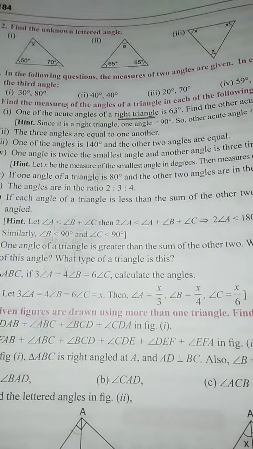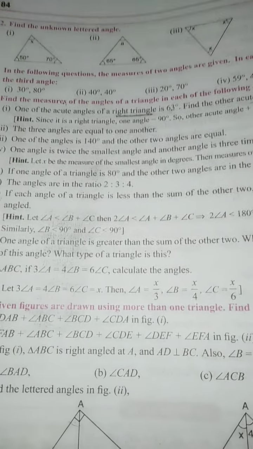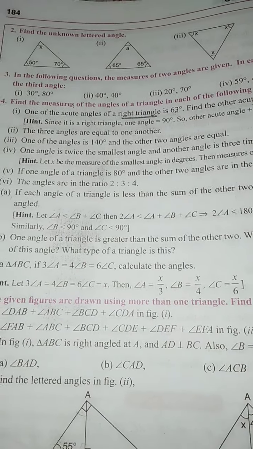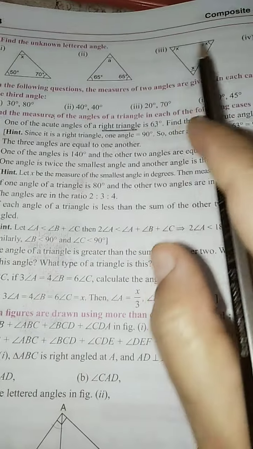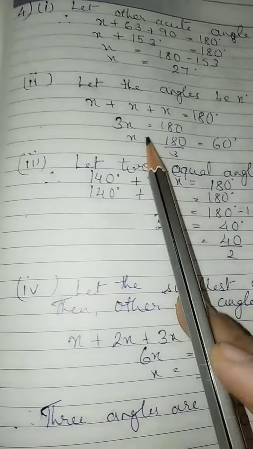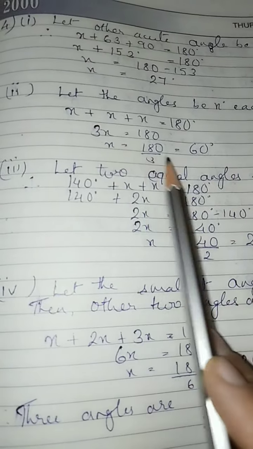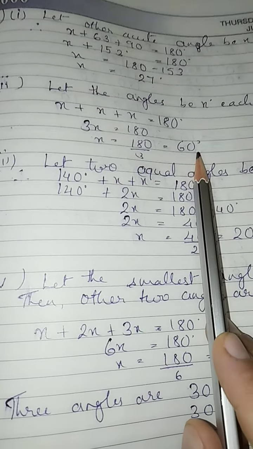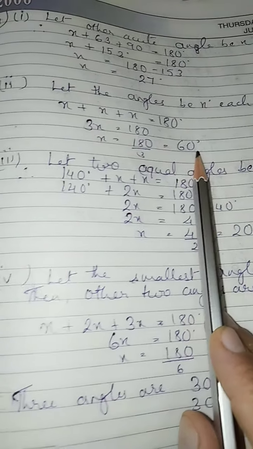Now in the next they are asking the three angles are equal to one another. Obviously we do this question the same way. When all three angles are equal, take all three as x, add them, divide by 3 and every angle is 60 degree. That means it is an equilateral triangle.